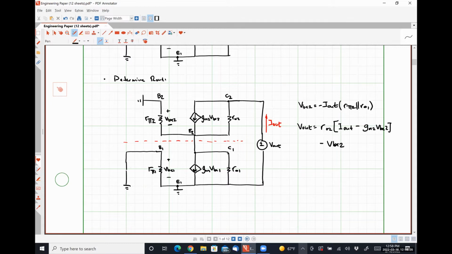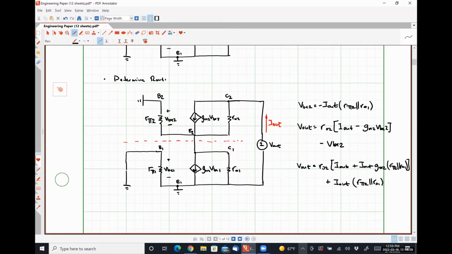Now I'm going to substitute in my relationship for VBE2. And so this is going to look like V out is equal to R naught 2 times I out plus I out gm2 R pi 2 in parallel with R naught 1, plus I out times R pi 2 in parallel with R naught 1. Directly substituted this relationship for VBE2 into my previous equation.